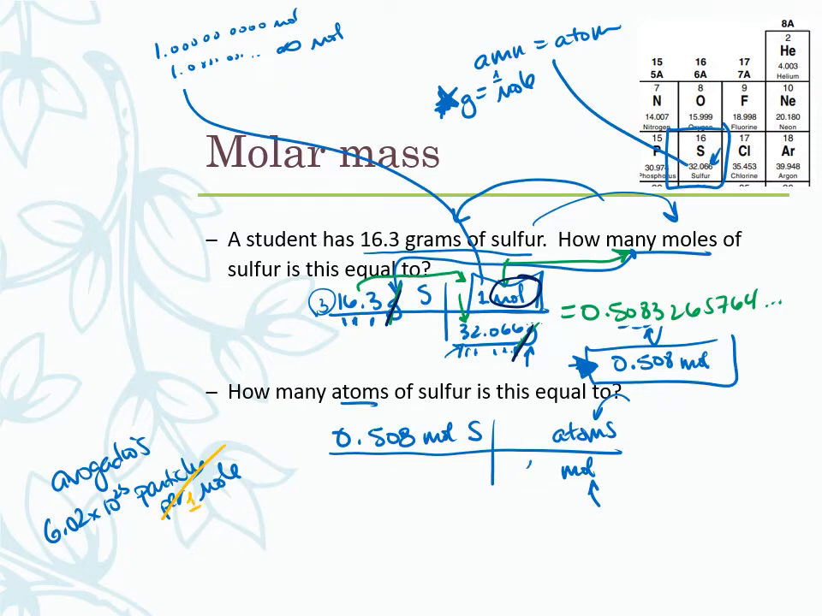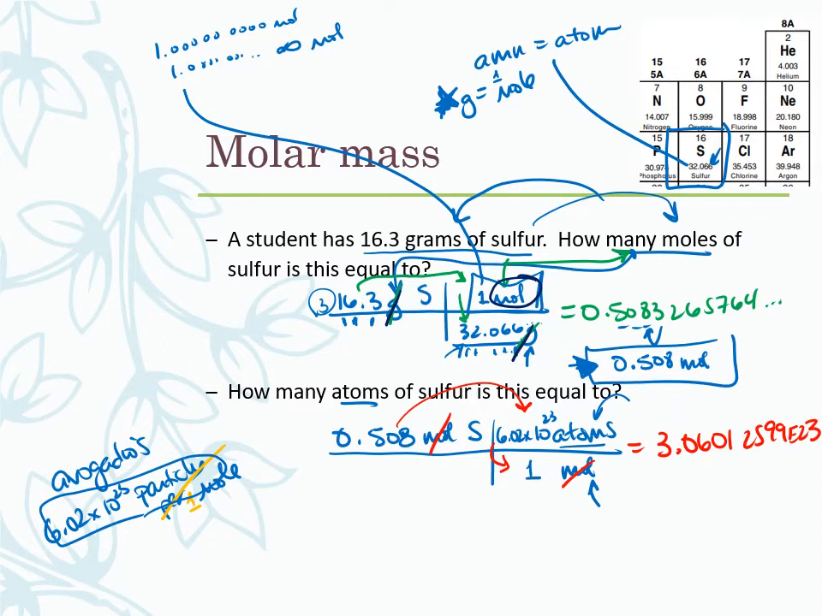And so I'm going to put 1 mole on the bottom, and I'm going to put 6.02 times 10 to the 23rd particles, and atoms are a kind of particle, on the top. And so top and bottom, moles cancels out. I'm going to multiply across the top. I'm going to divide by that 1 on the bottom. And with my calculator, I get 0.508 times 6.02 times 10 to the 23rd. And my answer is 3.0601259 E23. What does this even mean?